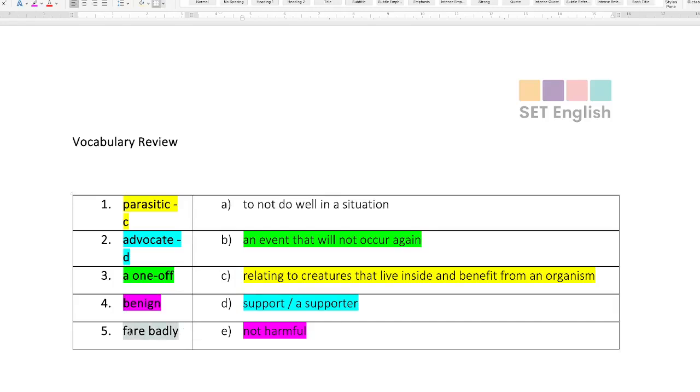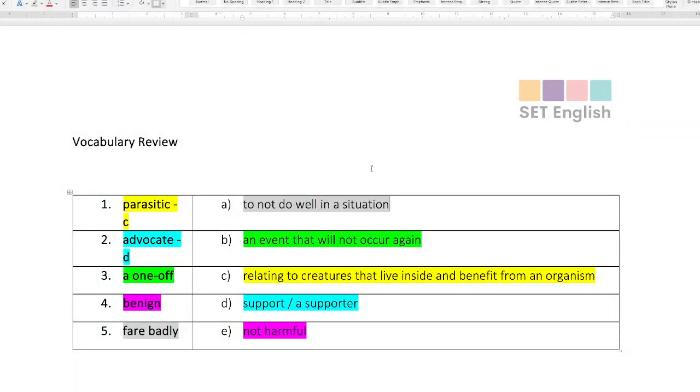And that leaves us with to fare badly, which means to not do well in a situation. So you could imagine something like, what about a boat that's crossing the sea? If it fares badly, then maybe it sinks or it crashes onto rocks or something like that. To fare badly. If you take an exam and you don't get the score that you want, you would fare badly. Okay, so that's some really useful vocabulary that's in reading part C.